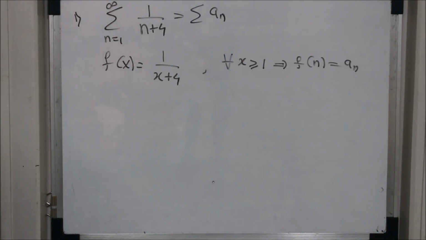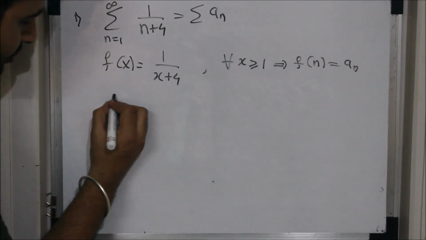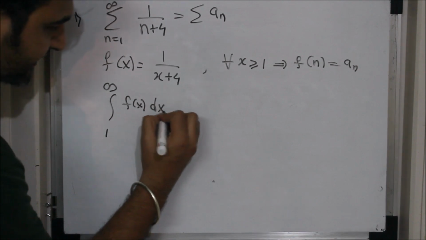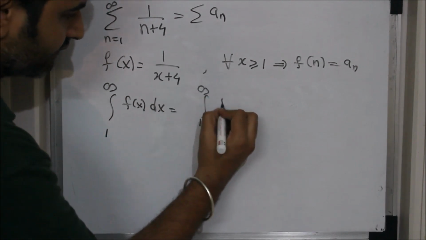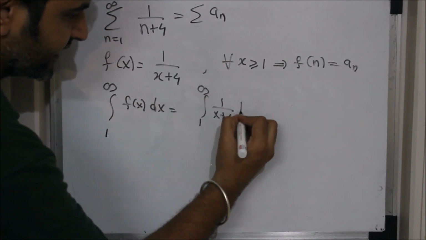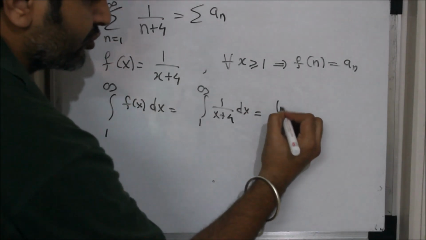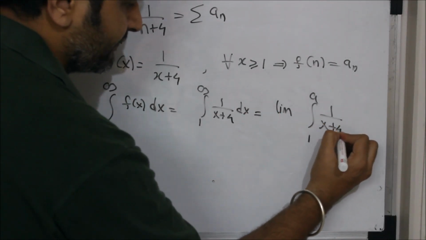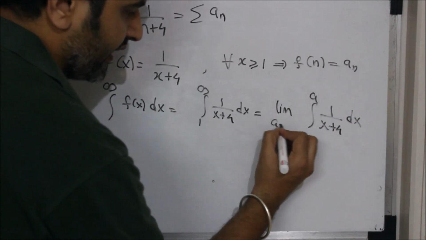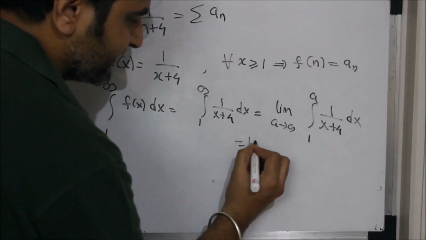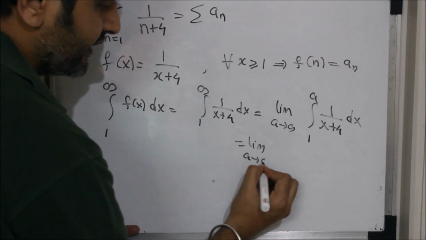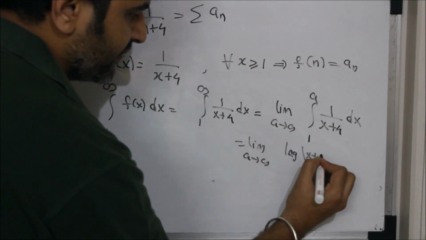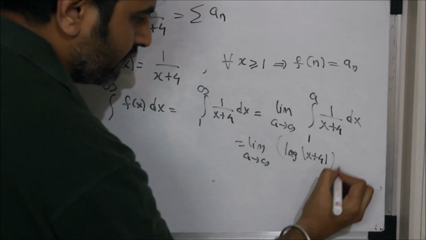Now the only thing to check is whether this integral converges or not. So integral 1 to infinity f of x dx. What is this? This is 1 to infinity 1 upon x plus 4 dx. Now this is an improper integral. So how do you solve? Limit a going to infinity, integral 1 to a 1 upon x plus 4 dx. What is this? Log of x plus 4 from 1 to a.